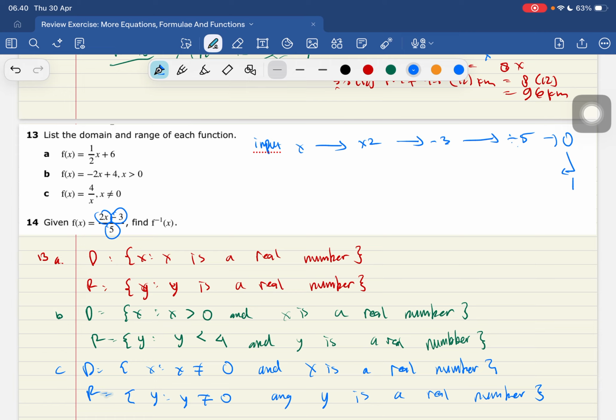If this is divided by 5, so x is going to be multiplied by 5. So we got 5x. If this is minus 3, it's going to be plus 3. So we got 5x plus 3. This is multiplied by 2, so divided by 2. So the output we got is 5x plus 3 over 2. So here f inverse x equal to 5x plus 3, then we divide by 2.